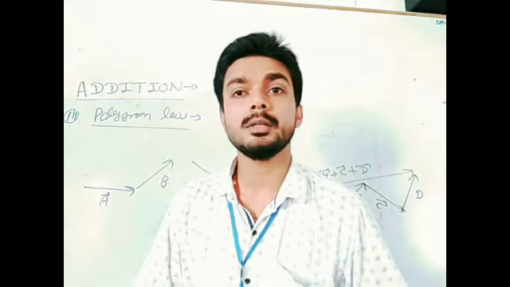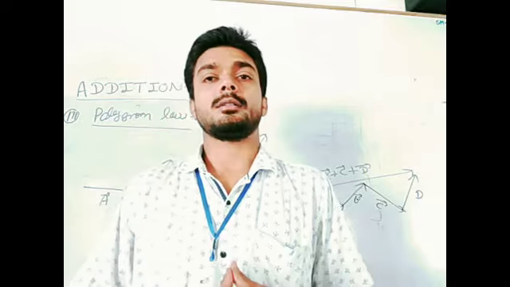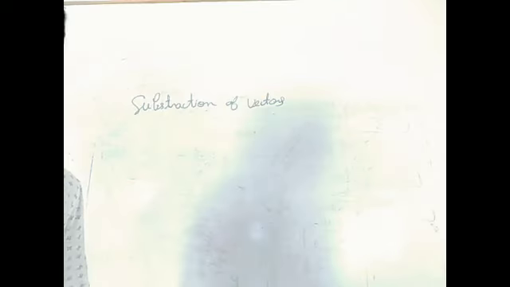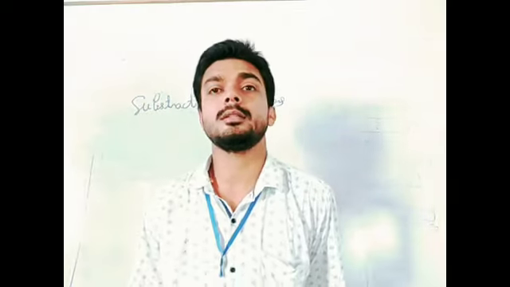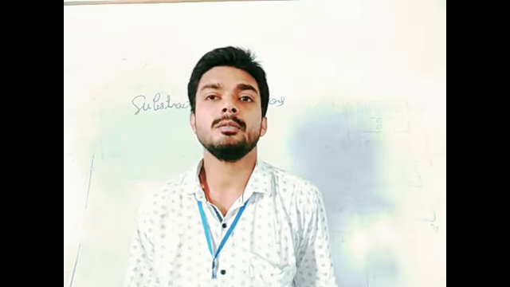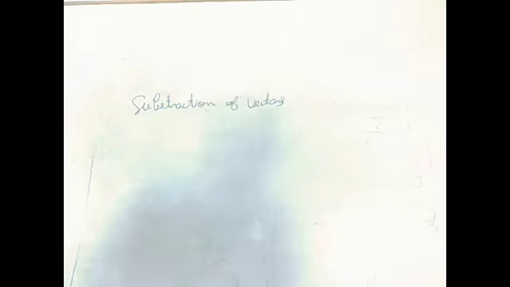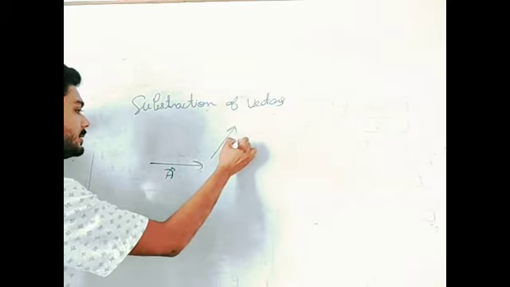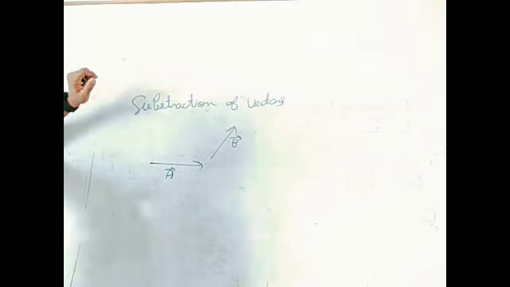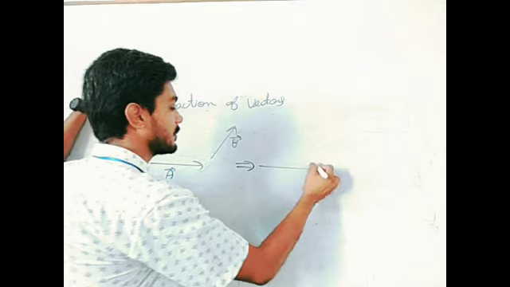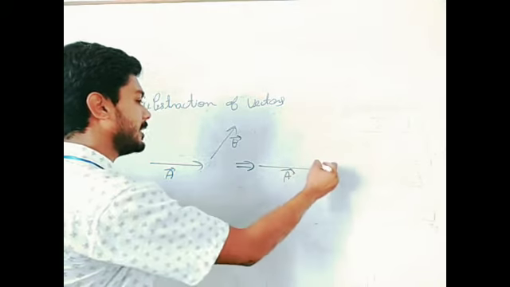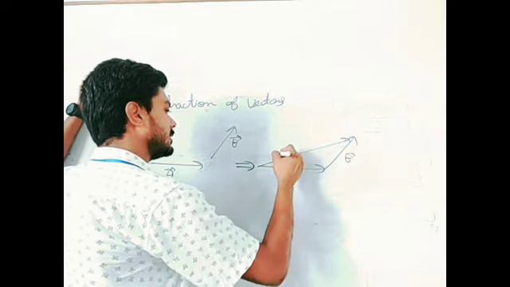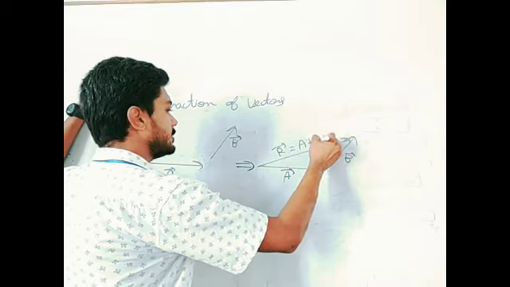And now we are going to discuss subtraction of vectors. Students, suppose we want to subtract two vectors, then how will we subtract them? Let us be given a vector A and another vector B. Then what is the procedure to add these two vectors? The procedure is: draw the first vector, from the head of A draw the second vector, then the closing vector will give the resultant, and that resultant is A plus B.